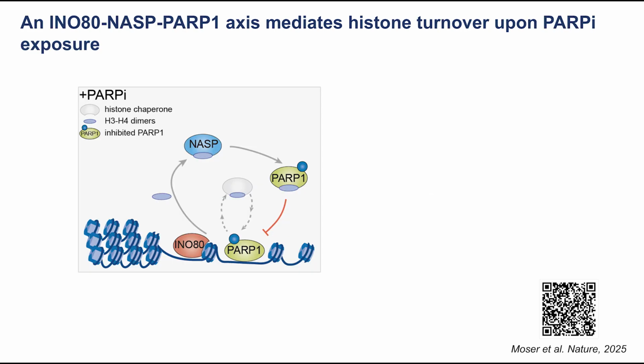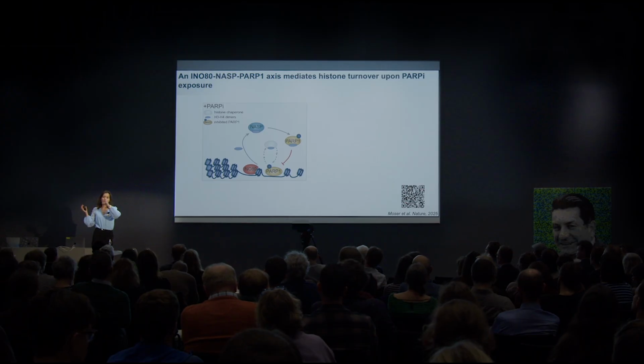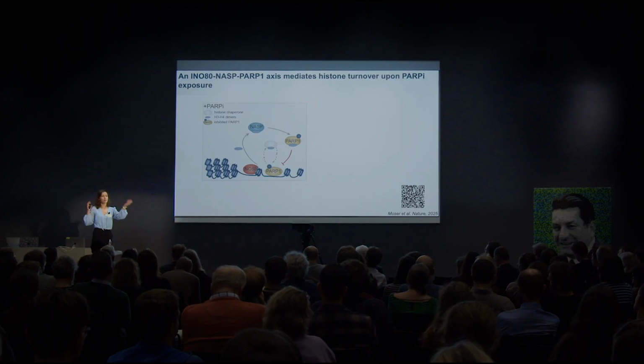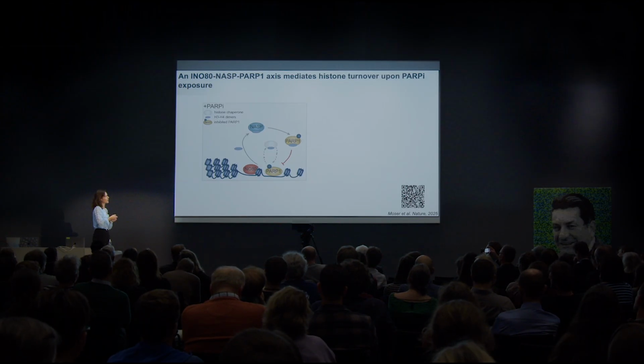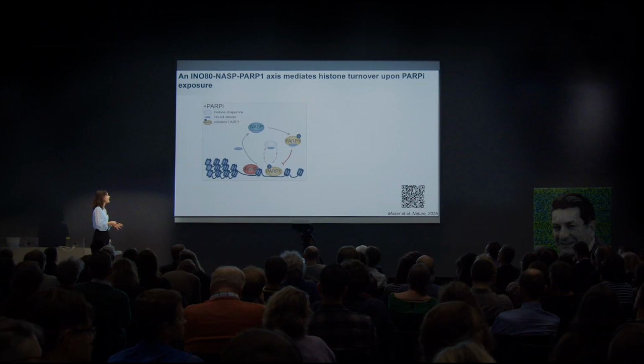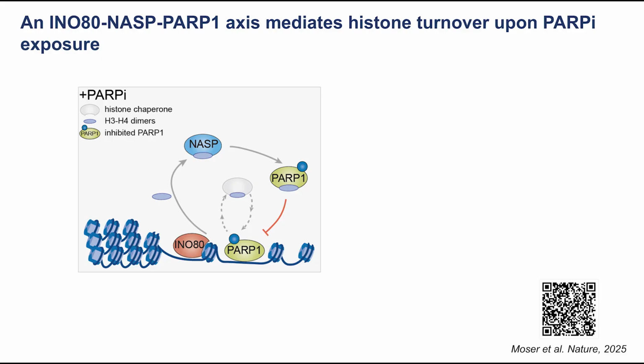What we think is happening is that upon PARP inhibitor treatment, you have release of these histones by the INO80 complex. They're shuttled onto NASP. NASP keeps them soluble and stores them until they can be reincorporated into the chromatin by PARP1 and other histone chaperones, for which I was not able to show you the data, but I'm happy to discuss further. So I think here PARP1 release actually serves as a double-edged sword.